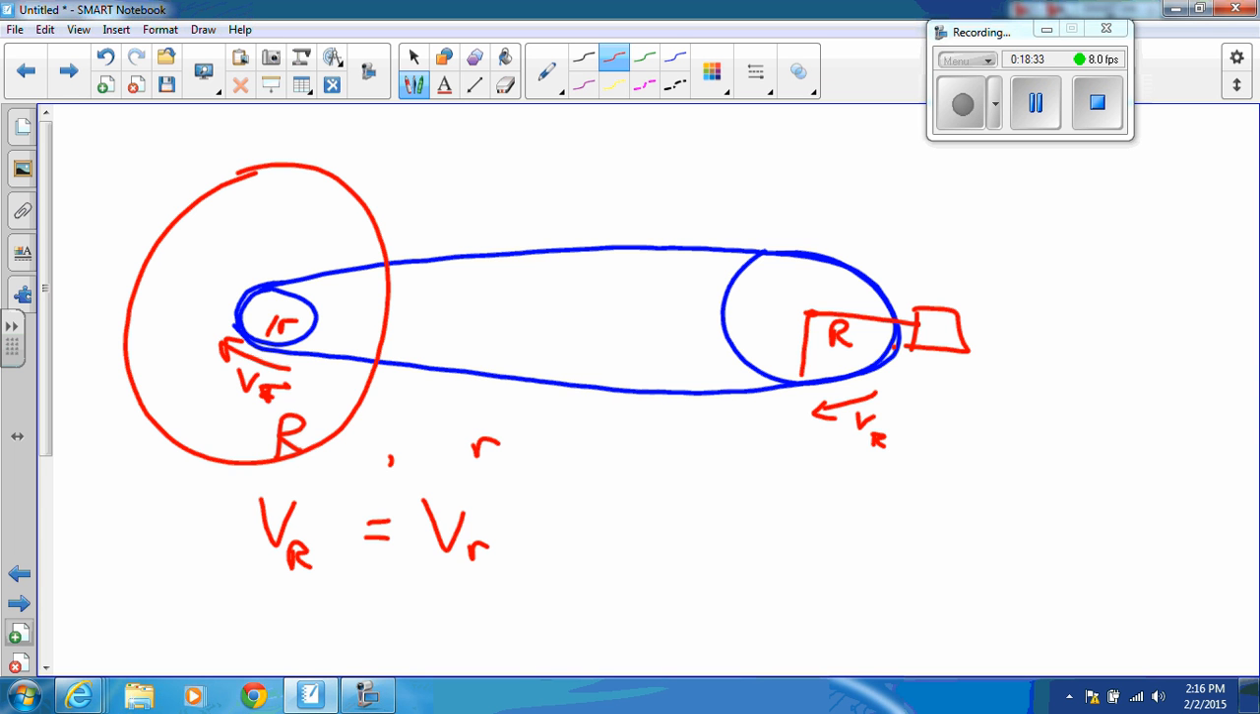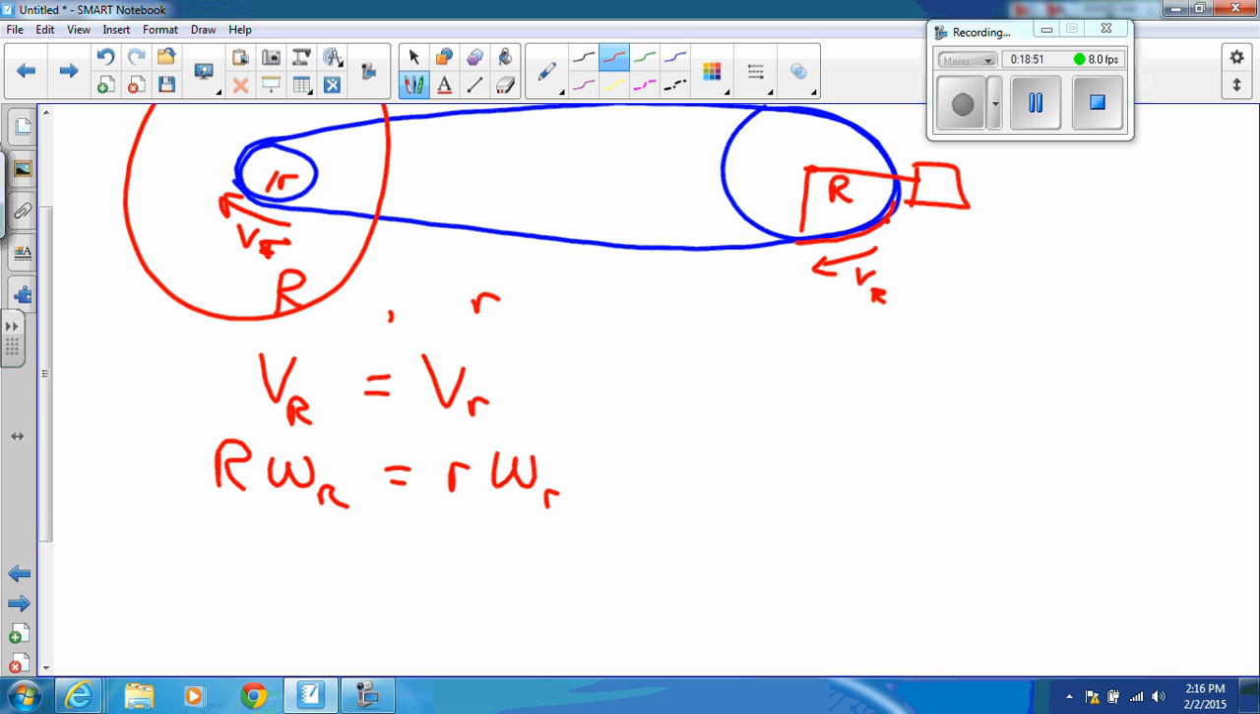So this is our first invariant. Now let's see where this carries us. We know that if an object is moving along the edge of a circle, its speed is given by radius times angular speed.